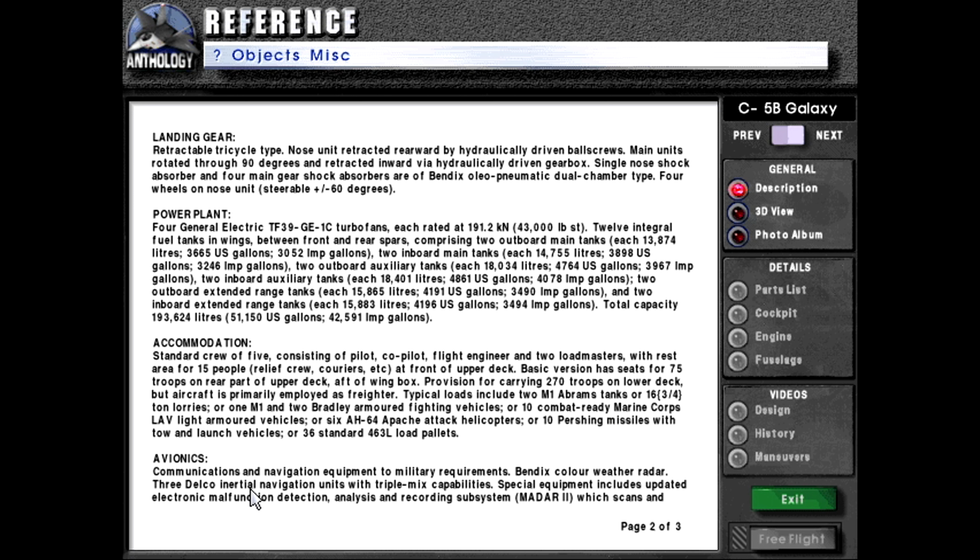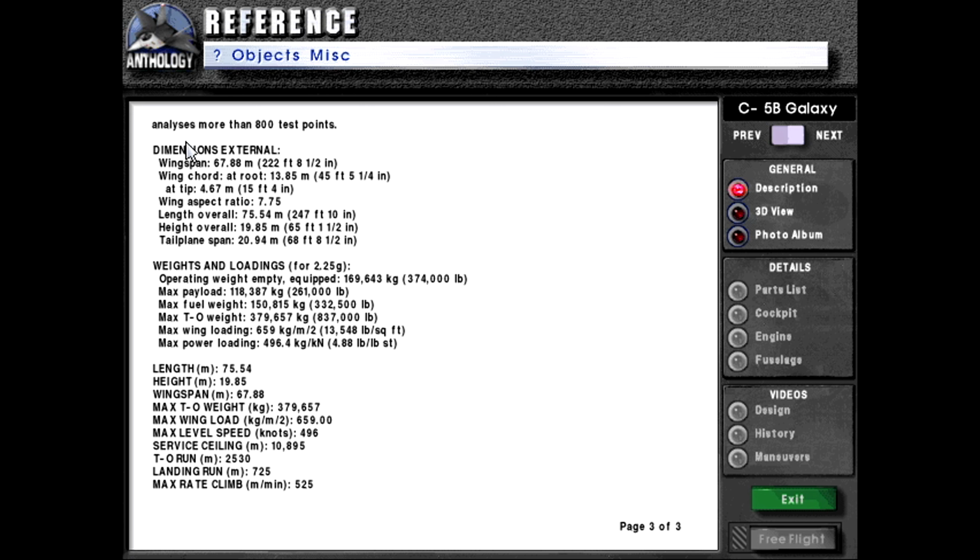Avionics: communications and navigation equipment to military requirements, Bendix color weather radar, Delco inertial navigation units with triple mix capabilities. Special equipment includes updated electronic malfunction detection, analysis, and recording subsystem, MADAR 2, which scans and analyzes more than 800 test points. Dimensions external, wingspan 67.88 meters or 222 feet 8.5 inches.